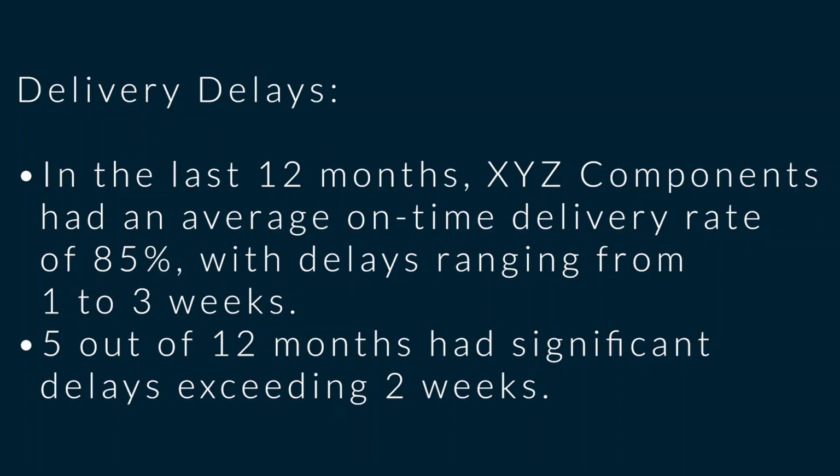Statistical data in this case shows delivery delays in the last 12 months. XYZ Components had an average on-time delivery rate of 85%, with delays ranging from 1 to 3 weeks. 5 out of 12 months had significant delays exceeding 2 weeks. So that is data in relation to the company's delivery, right? Remember, we need to use all this data to make a decision.